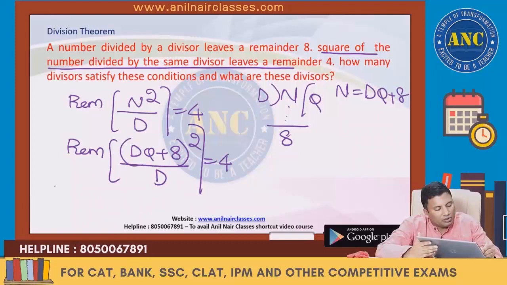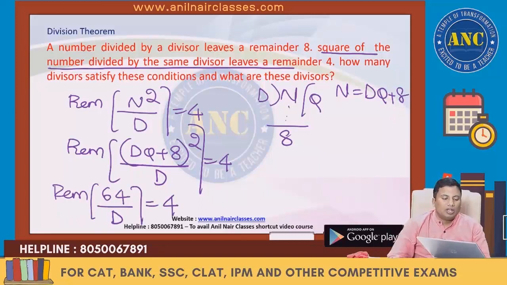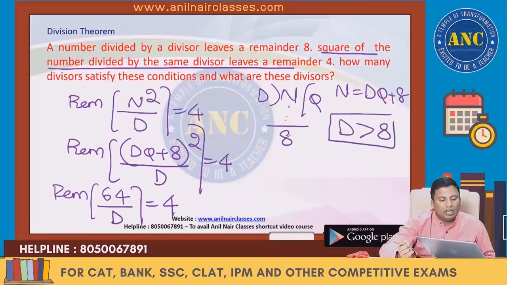d square q square is divisible by d. 2 into d into 8q is divisible by d. Then 64 divided by d gives a remainder 4. Are you with me? 64 when divided by d gives a remainder 4. What did we get? Here d is greater than 8.